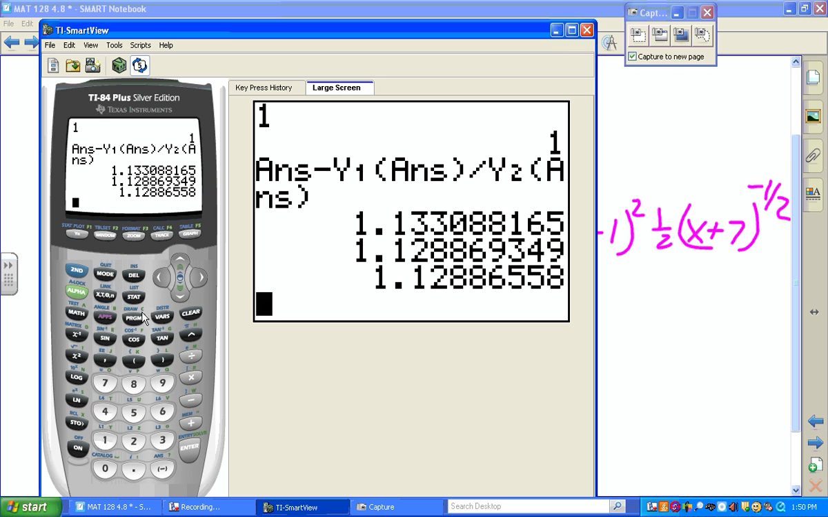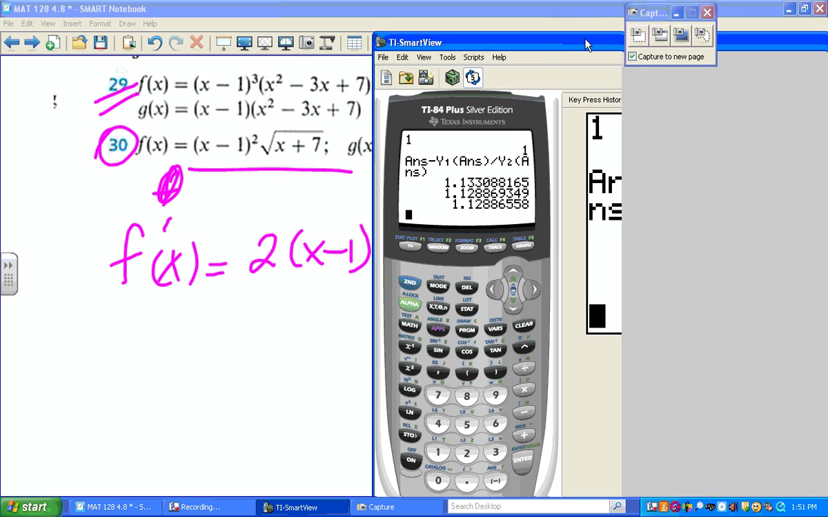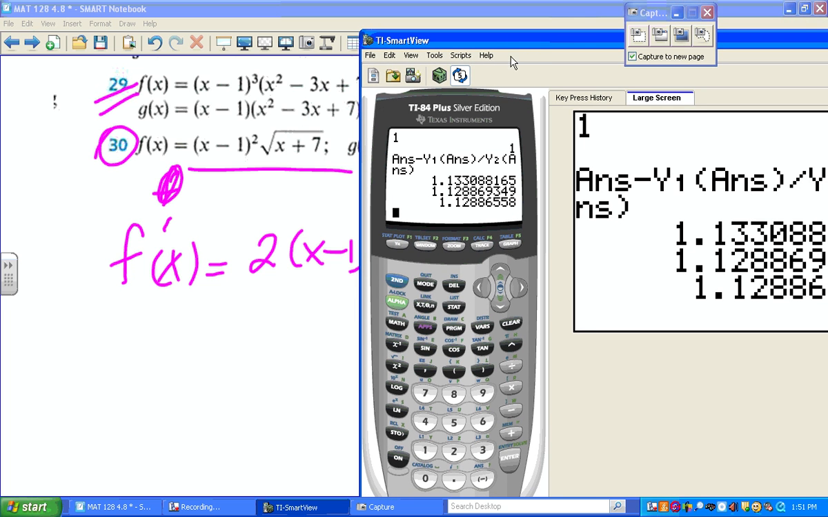Excuse me? It's right here. Oh. What did you have in the y1 for an I had the original equation for f, x minus 1 squared and square root of x plus 7.